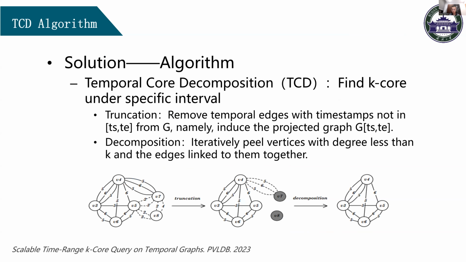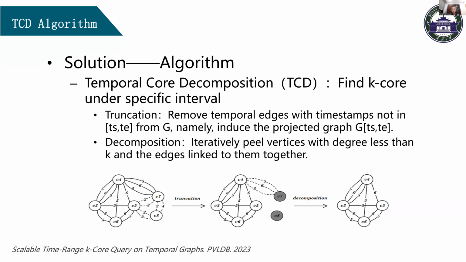To deal with the TCQ problem, we propose an efficient algorithm called the TCD algorithm. And then we develop multiple pruning techniques to accelerate the process. Firstly, let me introduce temporal core decomposition as a basic operation on temporal graphs, which is derived from the traditional core decomposition on ordinary graphs.